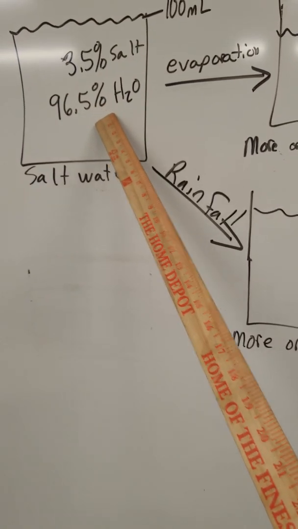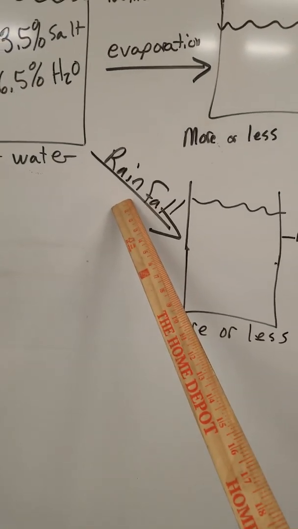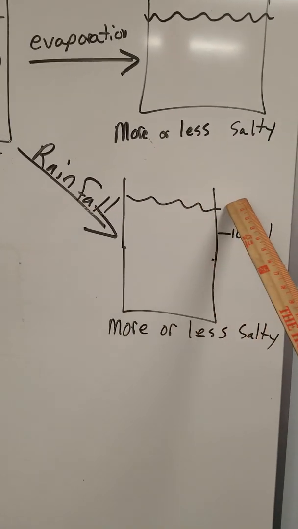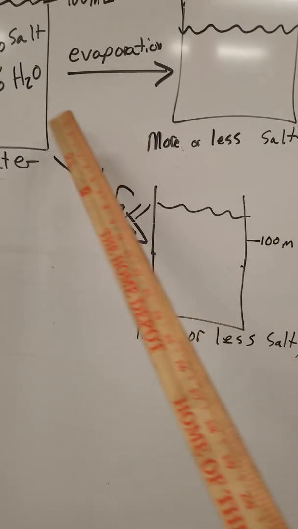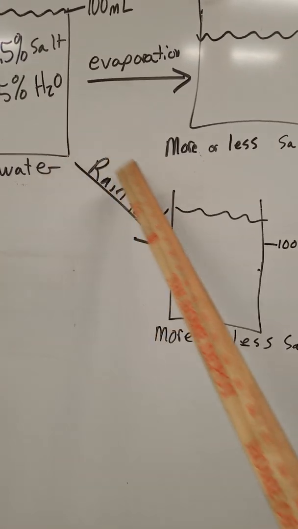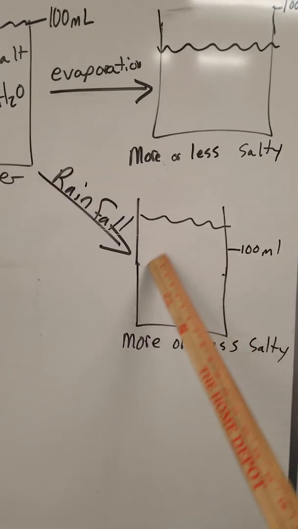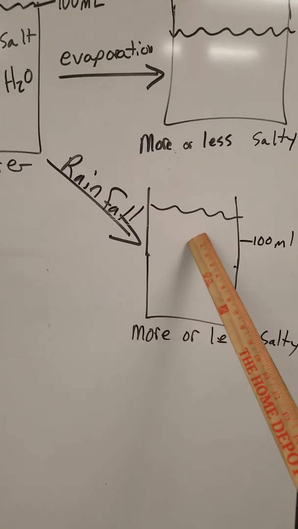Now, let's take the same beaker. Let's say there's some rainfall. Okay, so we're adding water. So now maybe we have 120 milliliters of water but the same amount of salt from one beaker to the next. Is this going to taste more or less salty?